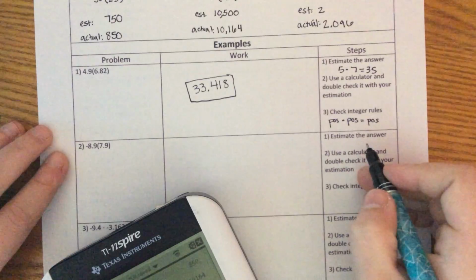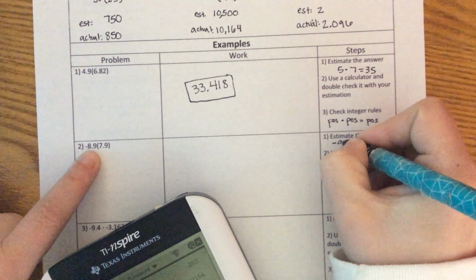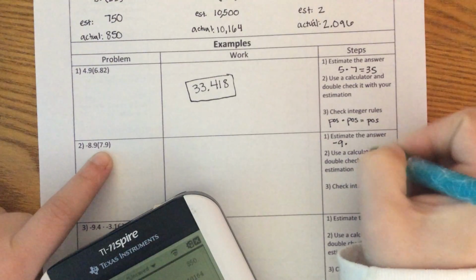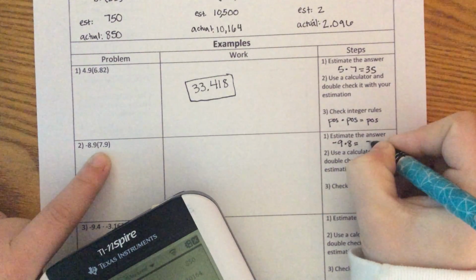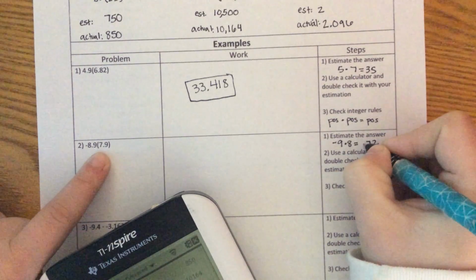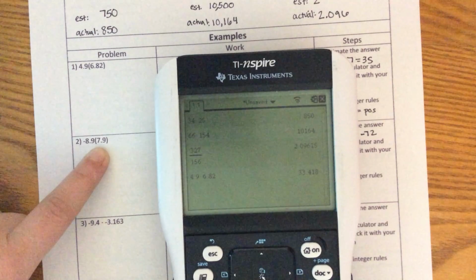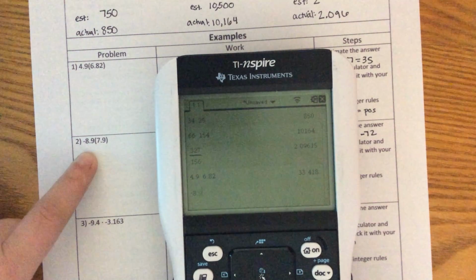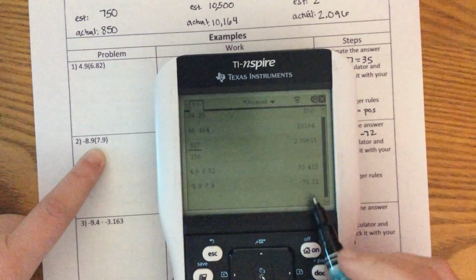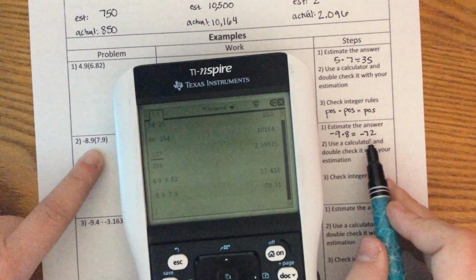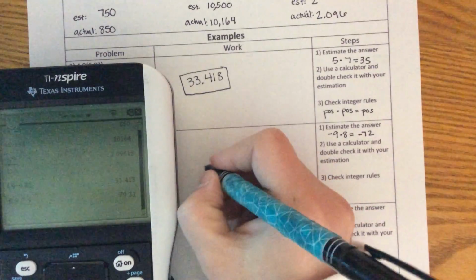Okay. Number 2, we're going to estimate the answer. So negative 8 and 9/10, that would be really close to about negative 9, times 7 and 9/10. That's really close to 8. So negative 9 times 8, 9 times 8 is 72. And a negative times positive would be negative. So my answer should be close to negative 72. So I'm going to use my calculator, negative 8 and 9/10 times 7 and 9/10. And I get negative 70 and 31 hundredths. That's pretty close. It's a negative 72. So negative 70 and 31 hundredths.